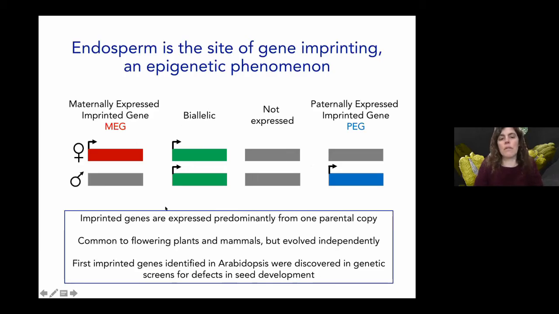Let me just describe to you in this cartoon form what imprinting means. Most genes in the genome in a given tissue, we would expect would be expressed biallelically, meaning from both the maternally and paternally inherited copy, or they might not be expressed at all. Imprinted genes are different. MEGs are genes that are expressed only from the maternally inherited copy, and PEGs are genes that are expressed only from the paternally inherited copy. We know that some of these imprinted genes, when they're disrupted, do cause defects in endosperm and seed development.